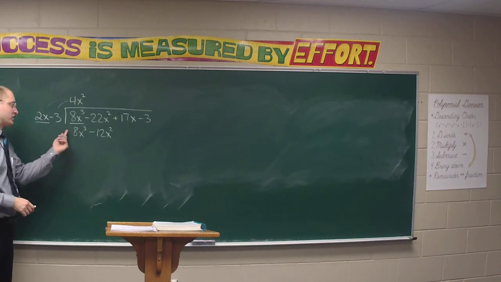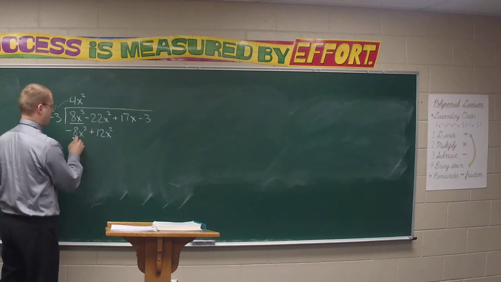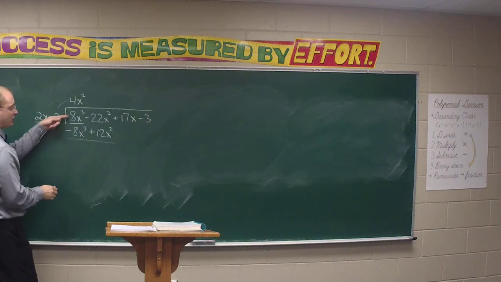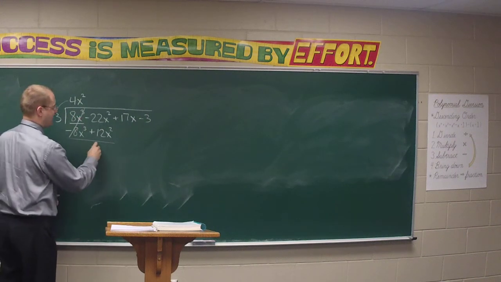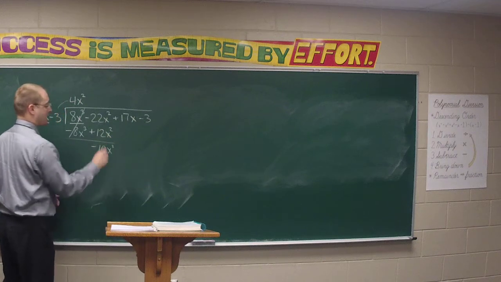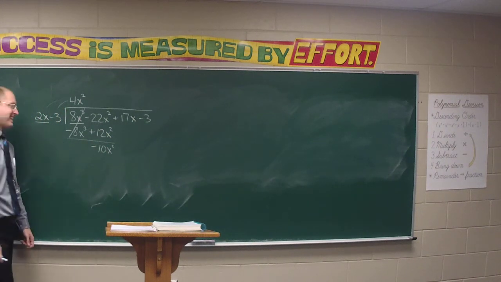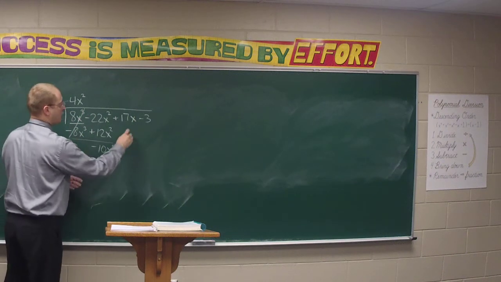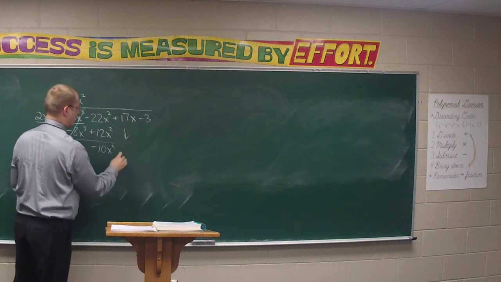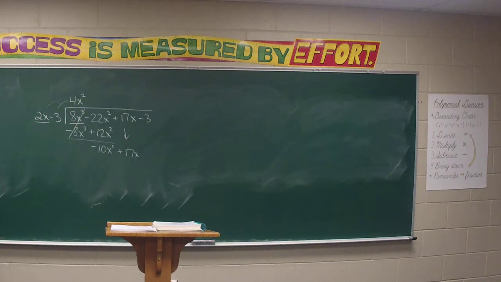So instead of a positive 8x cubed, negative 8x cubed. Instead of negative 12x squared, positive 12x squared. And when I add the inverse, these two terms should cancel. Here, we're left with a negative 10x squared. And my fourth step, bring down. I have two terms right here, so I need to have at least two terms here. You could bring everything down, I suppose. I'm just going to bring down the next term, though, because I'm too lazy. I'm just going to bring down the positive 17x.